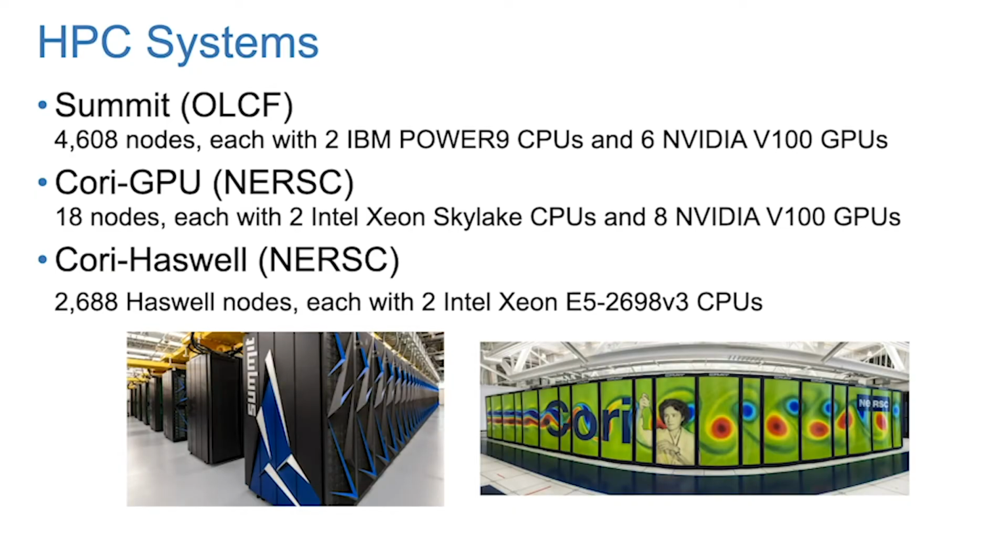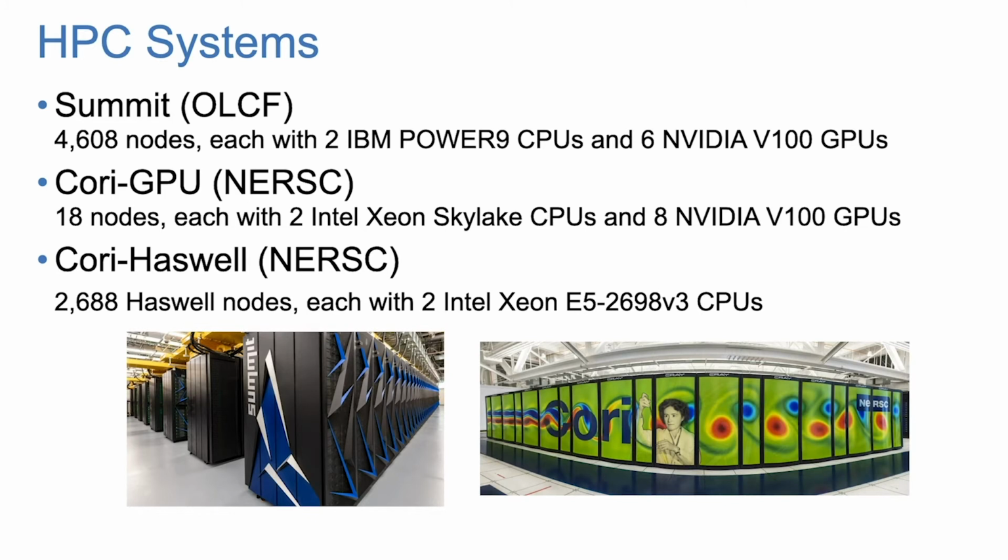So the performance was measured on three HPC systems. Of course, Summit at OLCF, comprised of 4,600 nodes, each with two IBM Power9 CPUs and six V100 GPUs. The Cori GPU cluster is a small cluster at NERSC with 18 nodes, each having two Intel Skylake CPUs and eight NVIDIA V100 GPUs. And some of the CPU-only benchmark results have been measured on the Cori Haswell partition at NERSC.